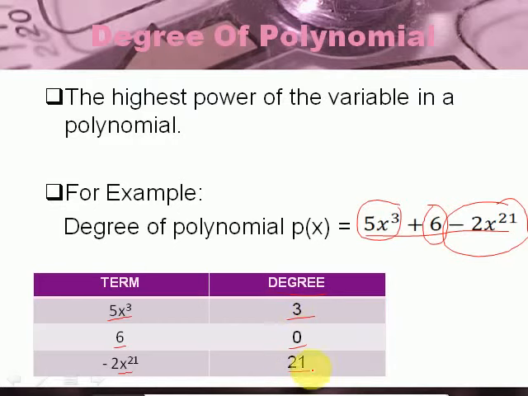Now among these three powers, which is the highest, which is the greatest? Yes, it is absolutely 21. So the degree of the polynomial 5x cube plus 6 minus 2x to the power 21 is nothing else than 21. So the highest power of the variable in a polynomial is known as its degree.